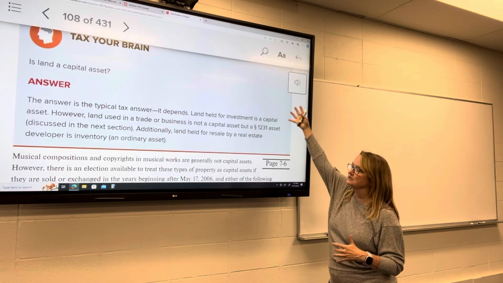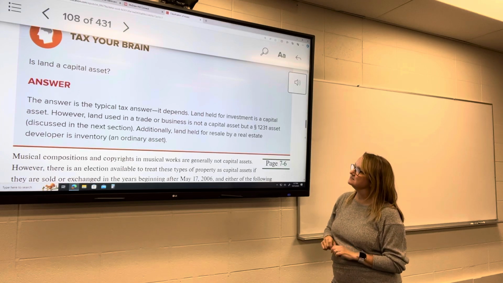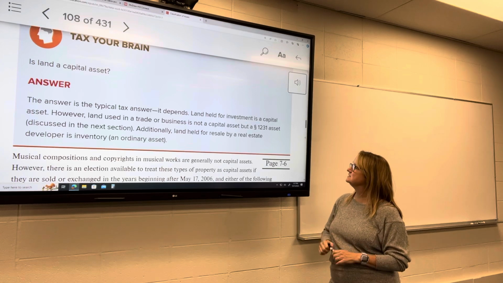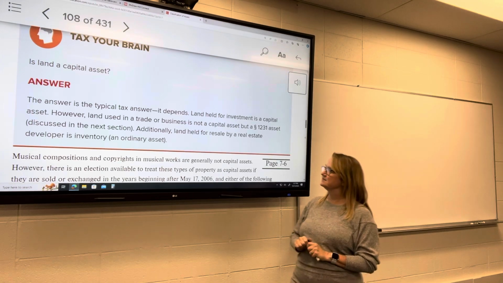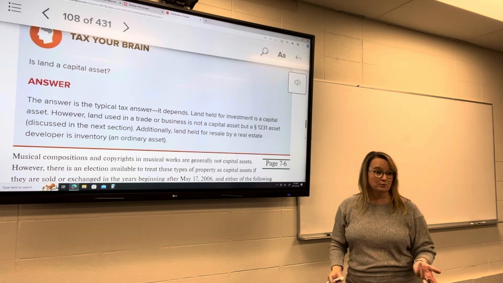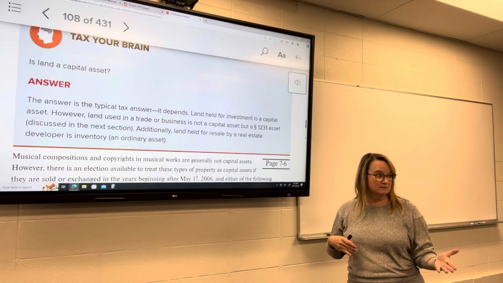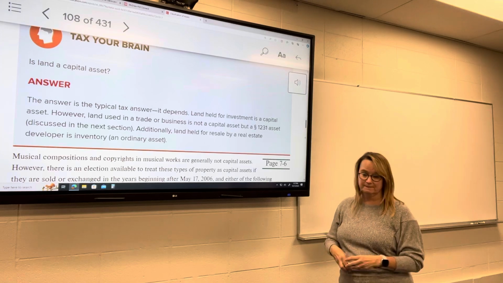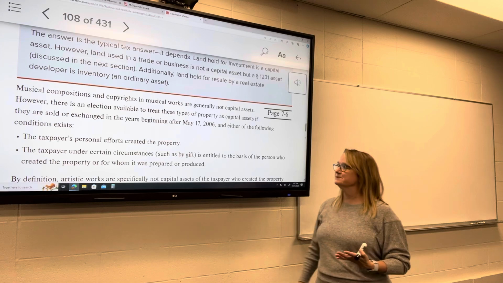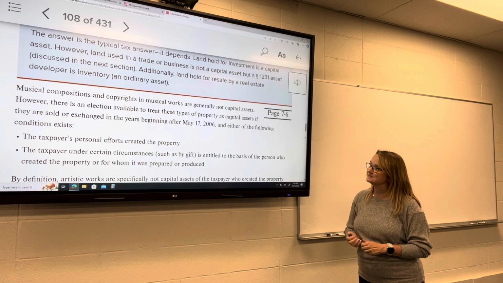So here's an example, how about land? Typical tax answer: it depends. Is land a capital asset? Land held for investment is a capital asset. Land used in a trade or business is not a capital asset, but it's a 1231 asset. Land held for resale by a real estate developer is inventory. So here's where land could be any one of those three types of assets. Okay. Musical compositions and copyrights in musical works are generally not capital assets.